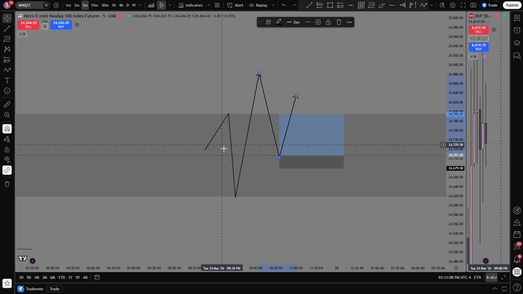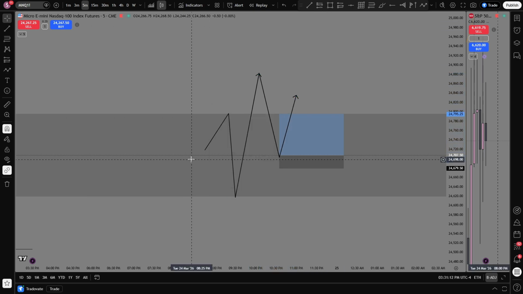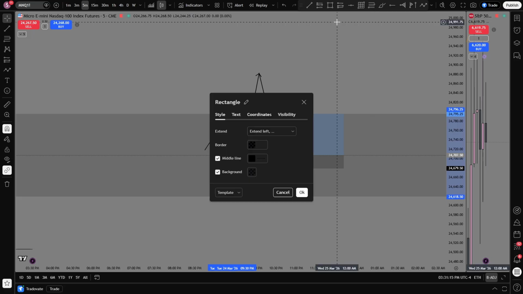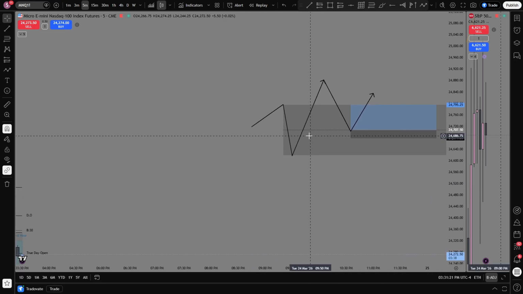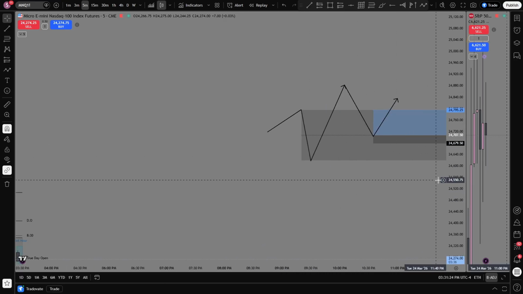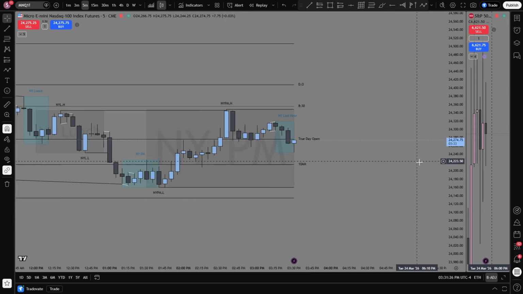Because this space would be, let me turn this off. How do I? Okay, so this space would be our order block, right? So that's very, very easy. Here it is on the chart, right?